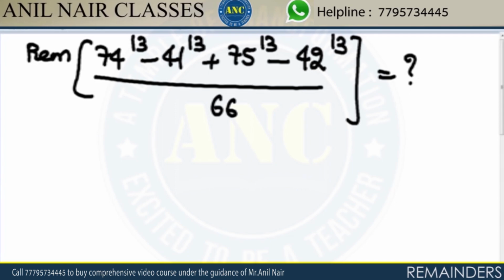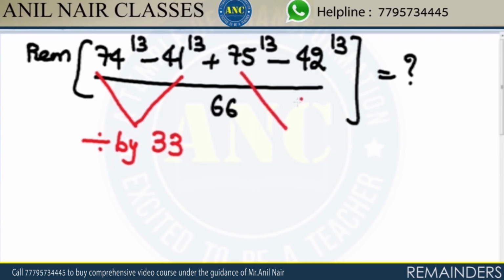We did not discuss the a power n minus b power n model. A power n minus b power n is always divisible by a minus b. 74 minus 41 is 33. A power n minus b power n is always divisible by a minus b. The question is divisible by 33, but the answer is 66. Go and find the nature.